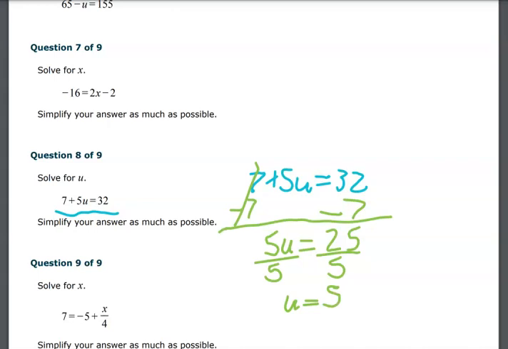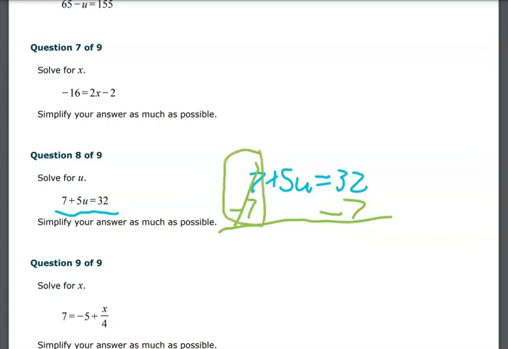So a big lesson, and I want to illustrate this, is we always want to isolate the variable. So we move numbers that don't have the variable. In this case, we move this side first because this has the variable u. Okay, and that's it for our lesson today.